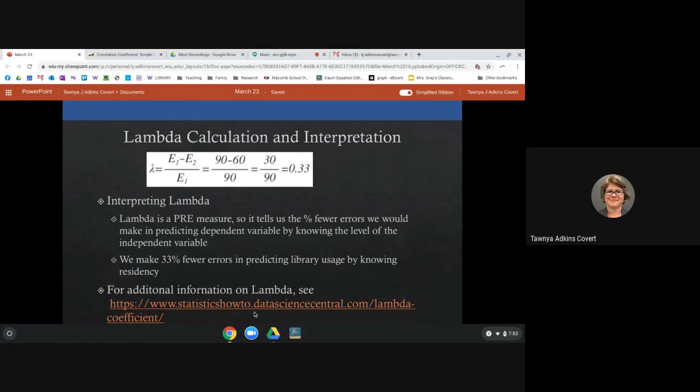There's some additional information here from Statistics How-To on Lambda and the interpretation and calculation of Lambda for you to use as an example, or as a reference.